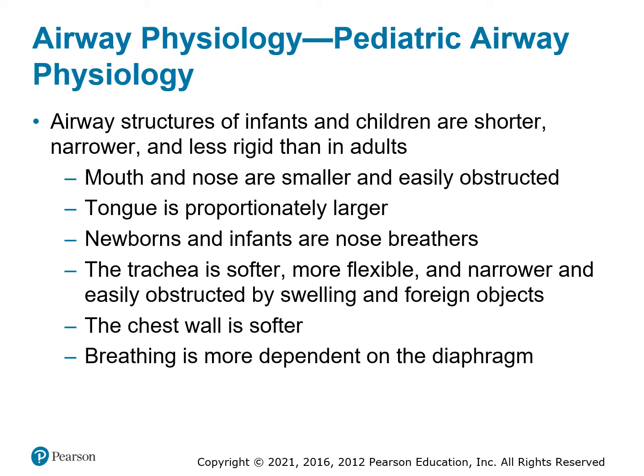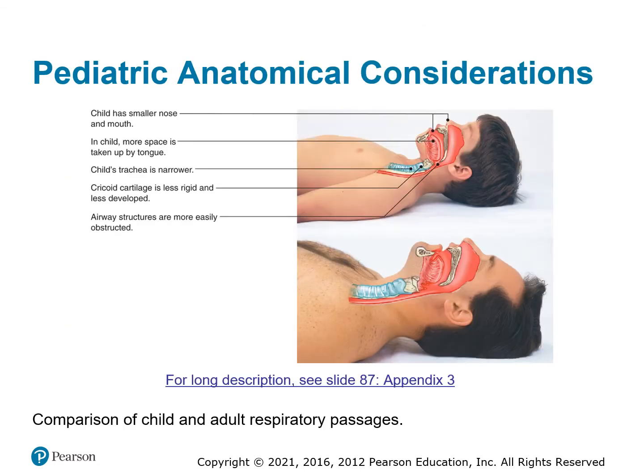So I talked about the rigidity of the trachea in adults with the cricoid cartilage. Children do not have that. They don't have the rigidity, so it's much easier to collapse and get squished or bent. Breathing is more dependent on the diaphragm because they don't have the muscles in their chest wall to be able to breathe adequately with their chest. So here are some anatomical considerations. You can see there that the adult, with the way he lays down on his back, his airway's open. But that kid basically needs to have something underneath those shoulders to make up that space because their head is so much larger.